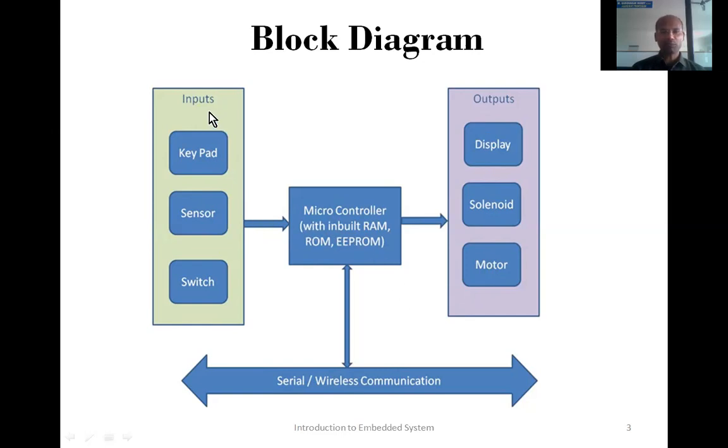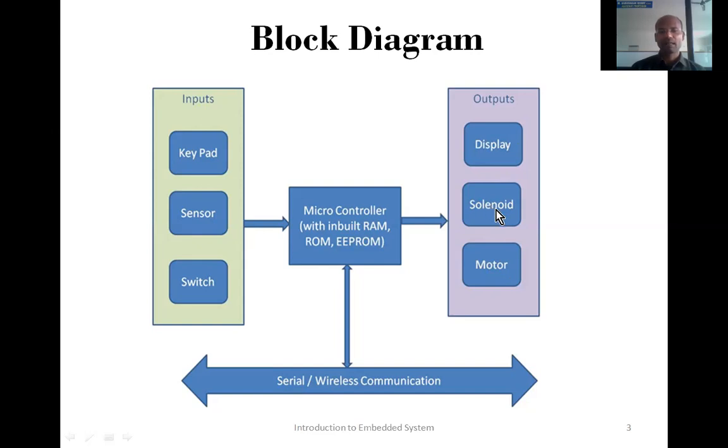Let's see what are the input components. Input devices include keypad, sensors, switches. These are some of the input devices, and these are the output devices. Displays. The final result will be displayed in these displays. Solenoid, if we need mechanical action to take place, that can be done through these solenoids. Motors, the same thing.